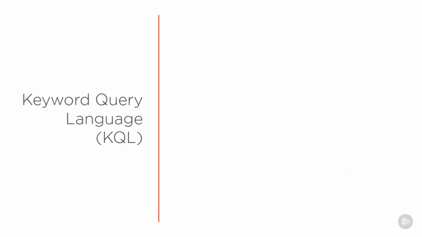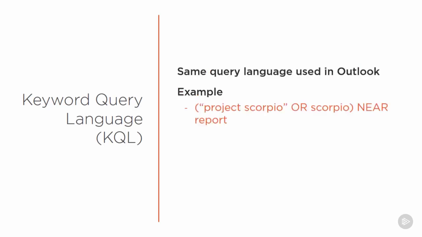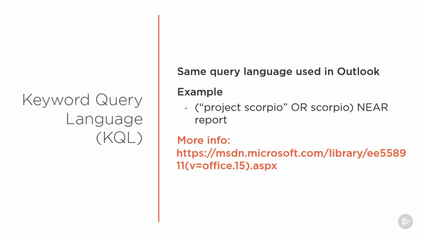The keyword searches use a language called Keyword Query Language, or KQL for short. KQL is the same language that is used to perform mailbox searches within Outlook and supports the use of queries like Project Scorpio or Scorpio near report. So in this example, it would be searching for instances of the phrase Project Scorpio or the word Scorpio anywhere near the word report. You can learn more about KQL on the MSDN website to help you when you need to build your own eDiscovery queries.